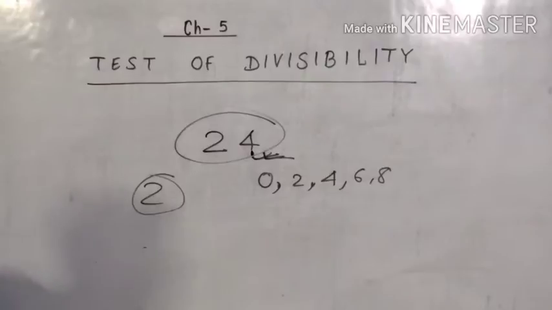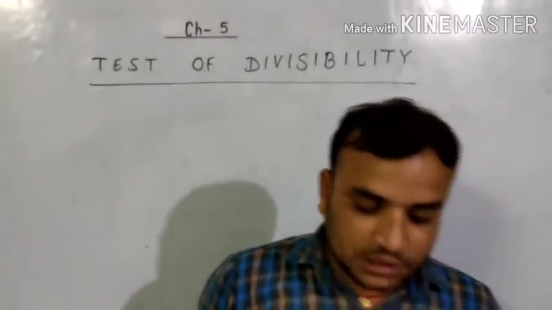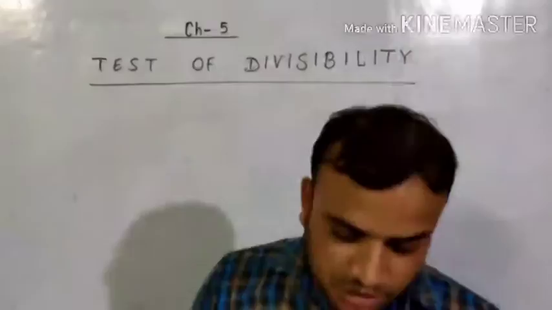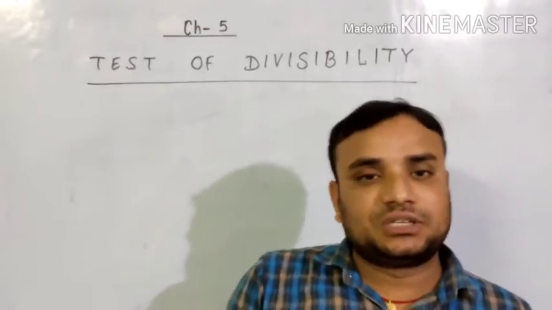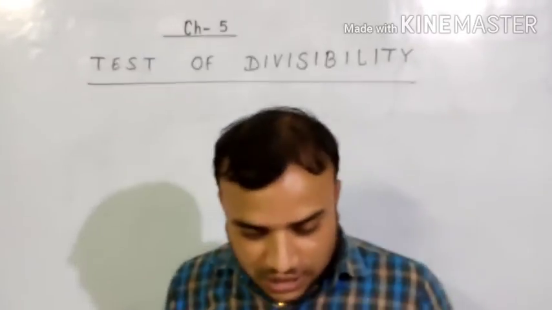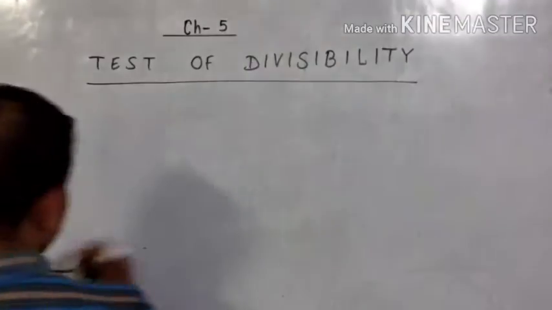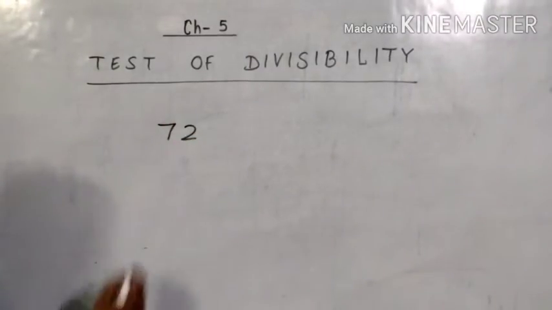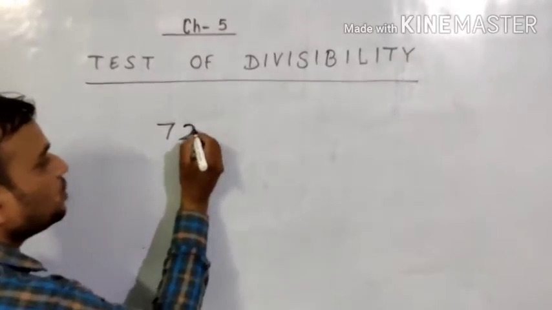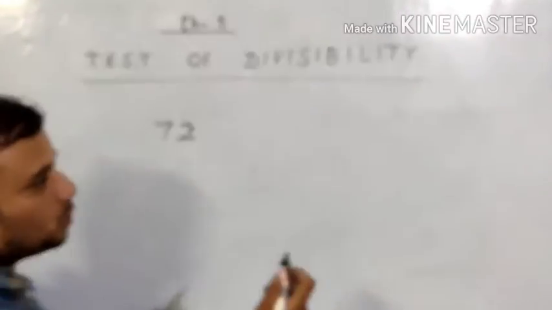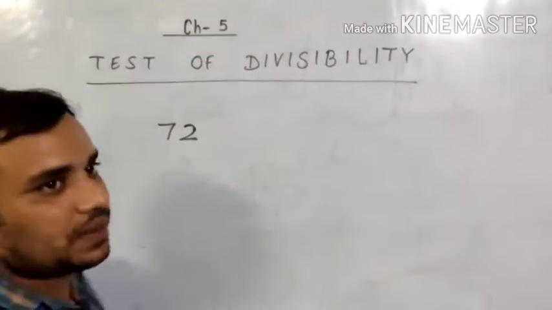Okay, now the next point is the test of divisibility by 3. Dear guys, if the sum of the digits of a number is divisible by 3, then the given number must be divisible by 3. Then we check this number. It is also divisible by 2 because its unit digit is 2, and if 0, 2, 4, 6, 8 lies in the unit digit, then the given number is divisible by 2.